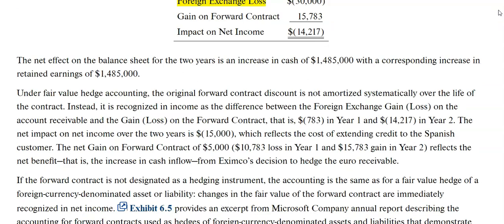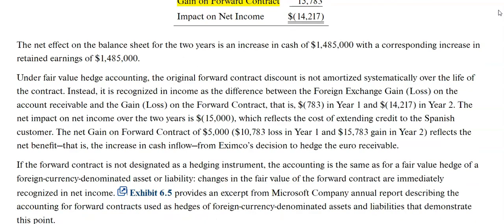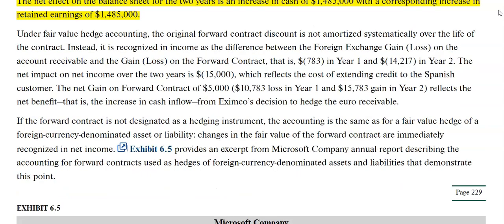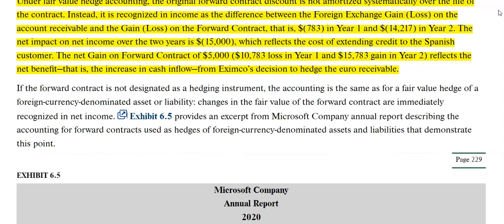Foreign exchange loss, $30,000. Gain on forward contract, $15,783. Impact on net income, $14,217. The net effect on the balance sheet for the 2 years is an increase in cash of $1,485,000 with a corresponding increase in retained earnings of $1,485,000. Under fair value hedge accounting, the original forward contract discount is not amortized systematically over the life of the contract.